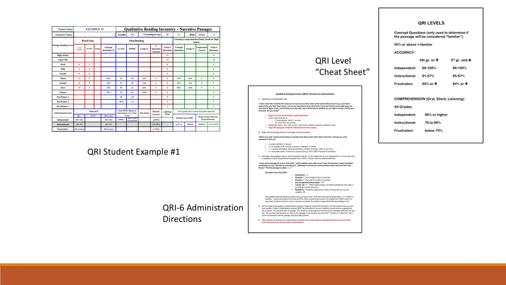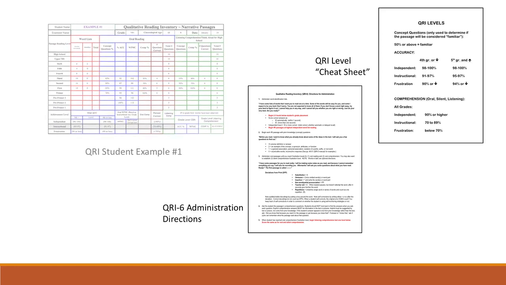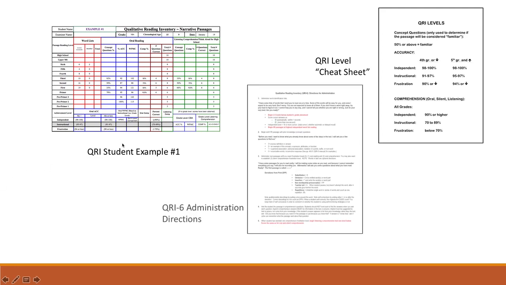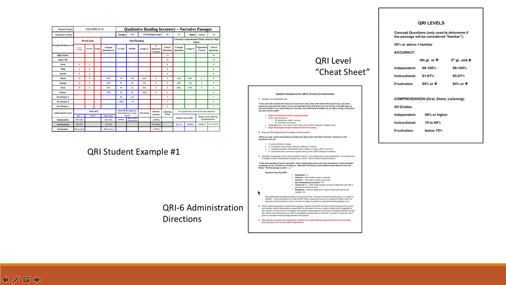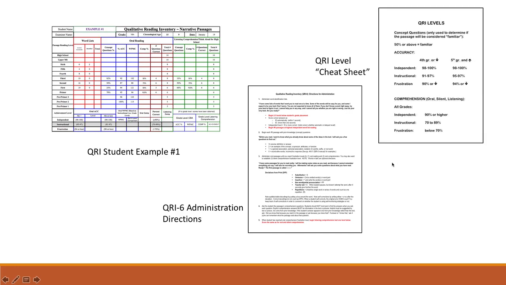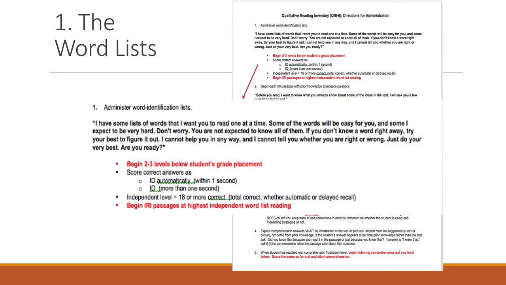There are a few things that you're going to need, and these are available on Blackboard in your class, and you can ask your instructor specifically where to find them. There's the QRI student example number 1, and I would recommend printing it in color. There's the QRI administration directions, and then what I call the QRI level cheat sheet, and it basically is just a quick and dirty way of looking at the different percentages for the accuracy levels.